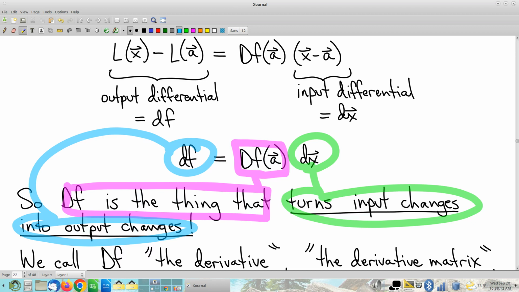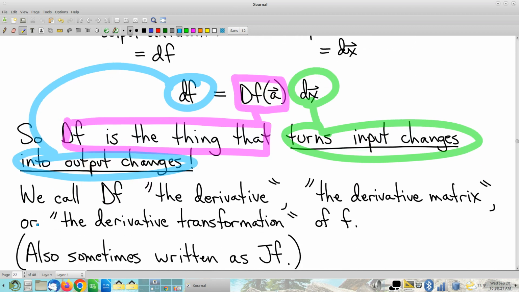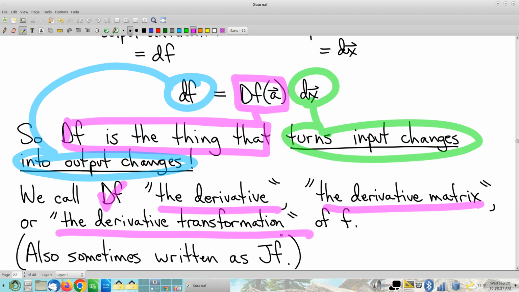And the matrix, df, is what turns that into the corresponding output change. So this is what we call the derivative, because it is the most general thing that does what derivatives do. Sometimes we call it the derivative matrix, just to be clear. Sometimes we call it the derivative transformation if you feel the need to think of this as a linear transformation, which of course it is. If you prefer to think of it as a linear transformation as opposed to a matrix, whatever. They're basically the same.